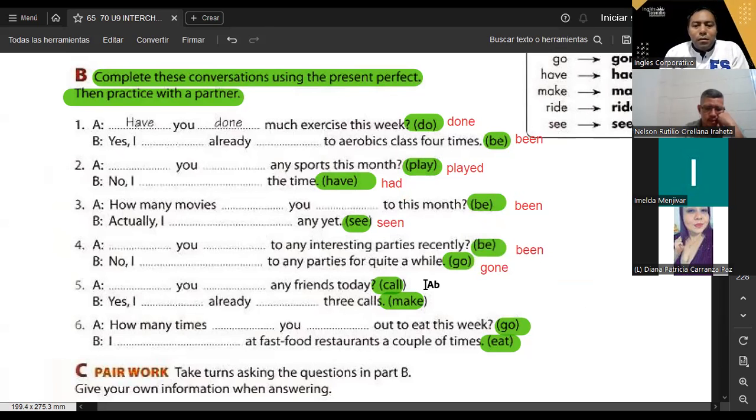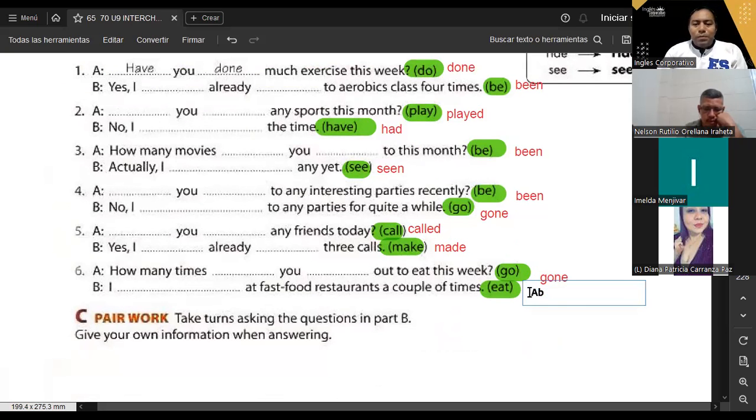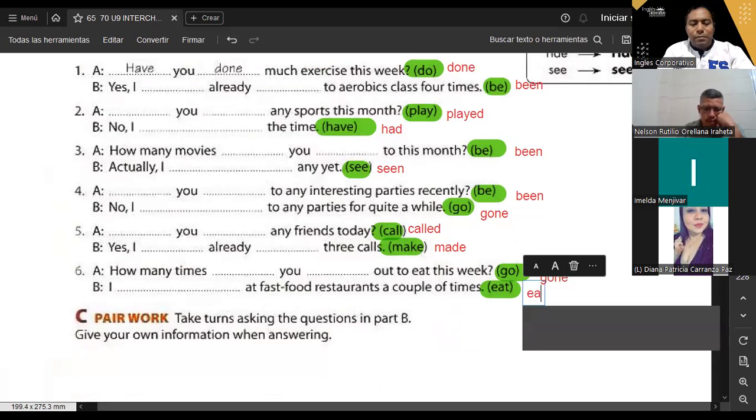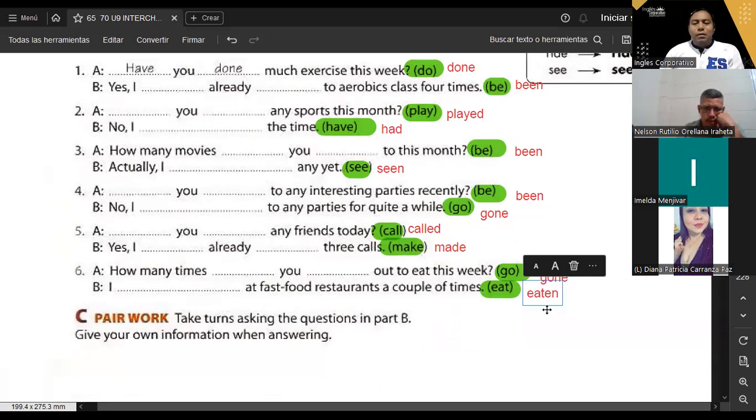Call again: called. La ED como una D. El past participle de make: made. Solo cambiamos la K por una D. Made. The past participle of go: gone. El past participle de eat: eaten. Le agregamos N, ¿verdad? Eaten.